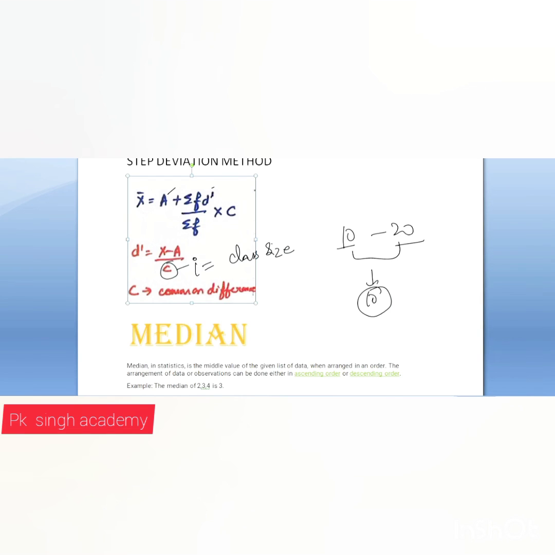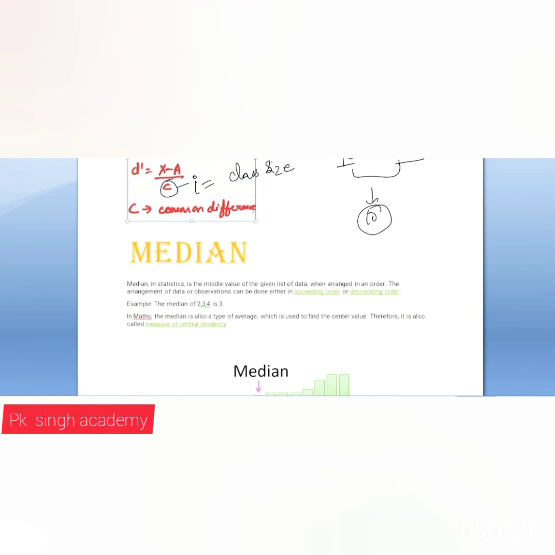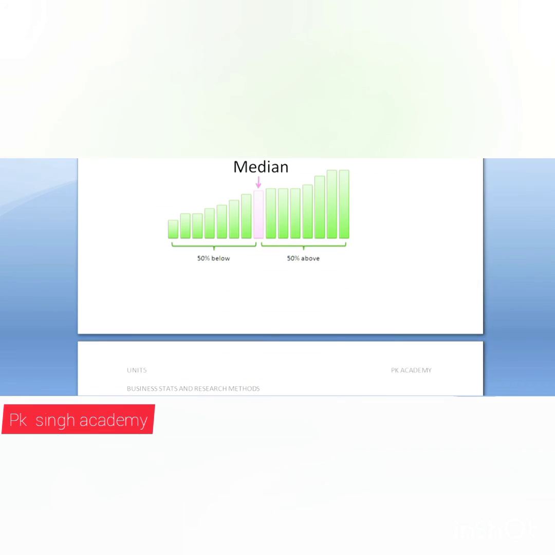Now we will proceed towards the median. The median is called a positional value. Why positional value? Because in this figure I can show you the median is the mid value. Mid value means it is divided into two parts, the first and the second part, equally divided. That's why the median is known as a positional value.